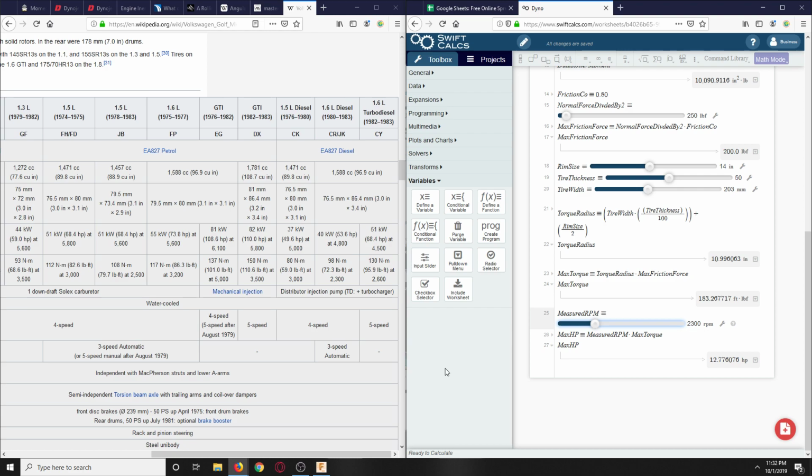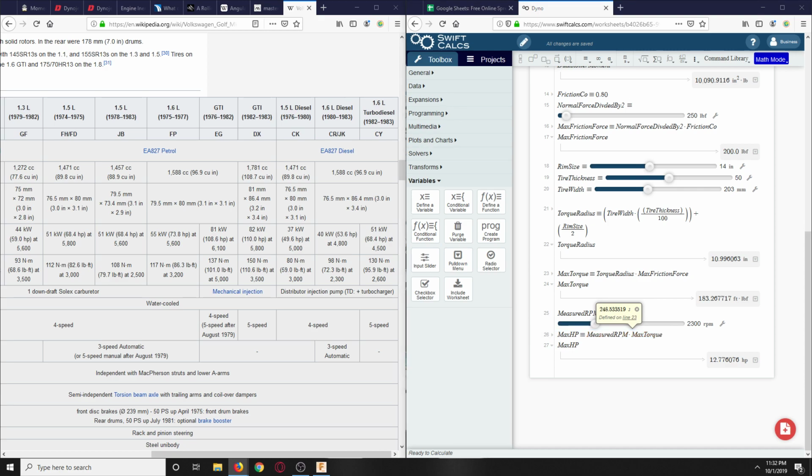Diesel. Okay, so with diesel we're talking only 72 foot-pounds, right? 72 foot-pounds at 2,300 RPM gives 53.6 horsepower. And then the turbo diesel is 70 horsepower and 96 foot-pounds at 2,600.